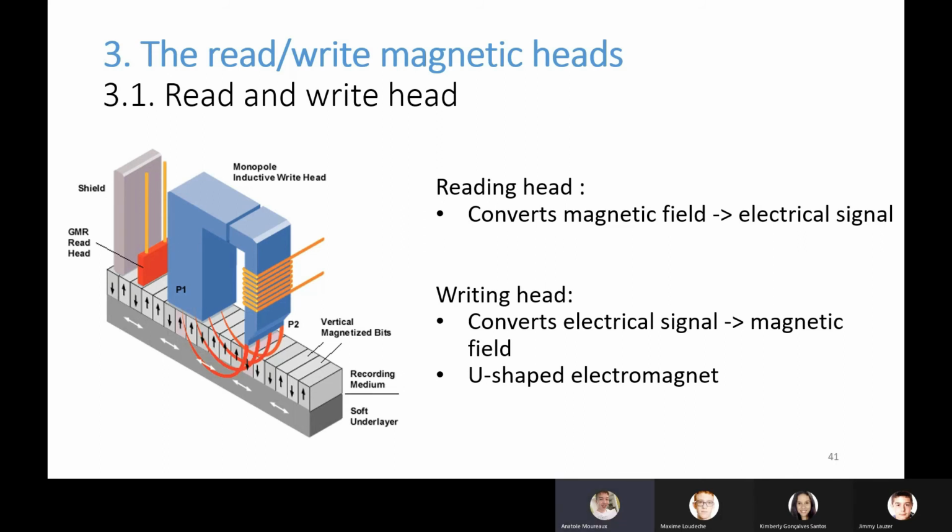So, the basic principle here is quite simple. In order to read the information stored in the disk, the reading head will convert the magnetic field of the platter into an electrical signal. Inversely, in order to write information on the disk, the writing head will convert an electrical signal into a magnetic field that will be strong enough to change the direction of the magnetization of the grains present on the platter. The electrical field will be transmitted through a U-shaped electromagnet.